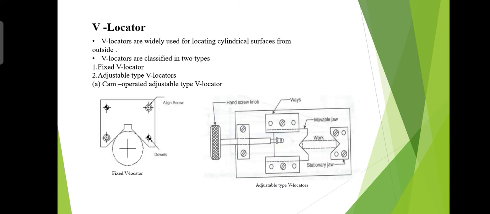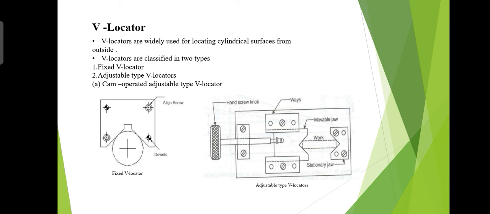And now we will discuss the V locator. A workpiece is located from external cylindrical surfaces by means of a V locator. Wide V locating blocks are used for locating finished machined datum surfaces and narrow ones for rough surfaces. These are of three types. First one is the fixed V locator, then the sliding V locator, and the cam operated sliding V locator. These are the adjustable type V locators.